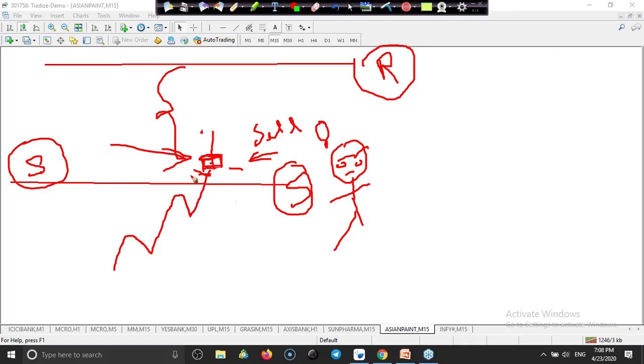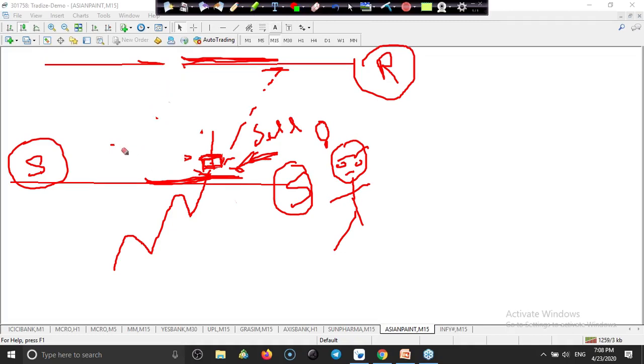Now most of the people are not willing to sell. Why? Because I placed the support line here and the resistance above this candle. So now everybody is thinking it will go up. Remember, candlestick patterns are not valid until they appear in the right place.